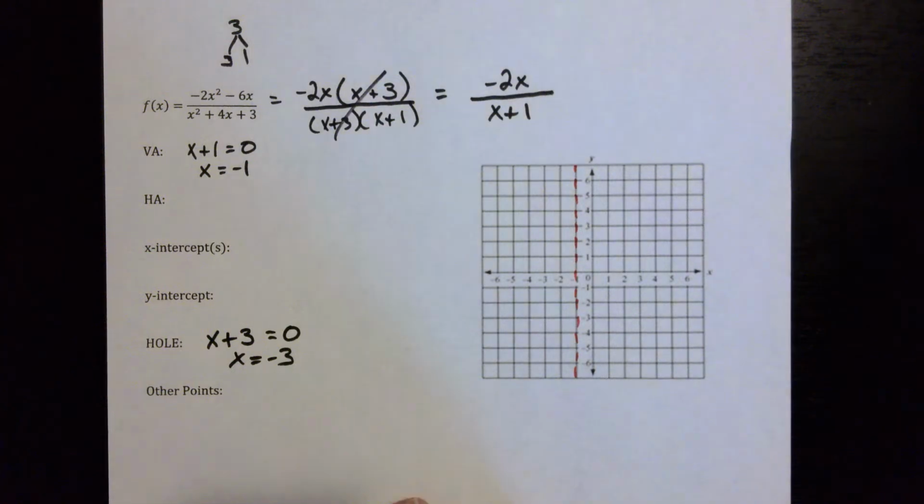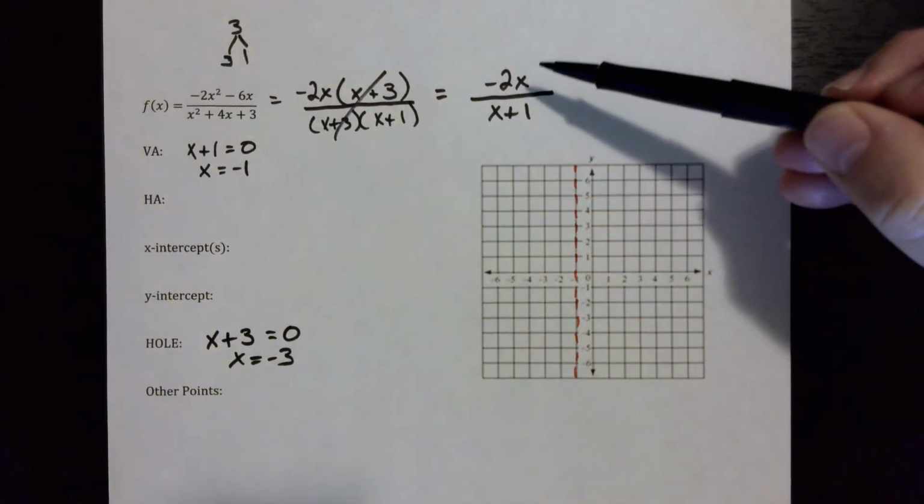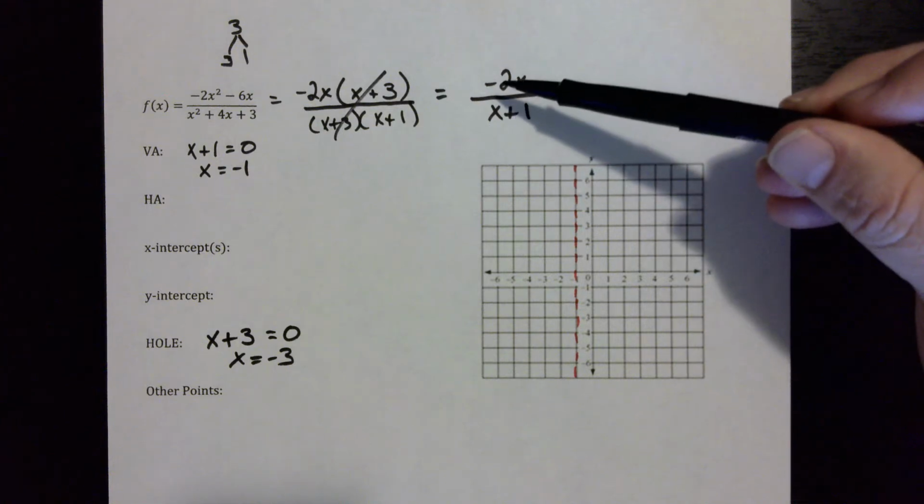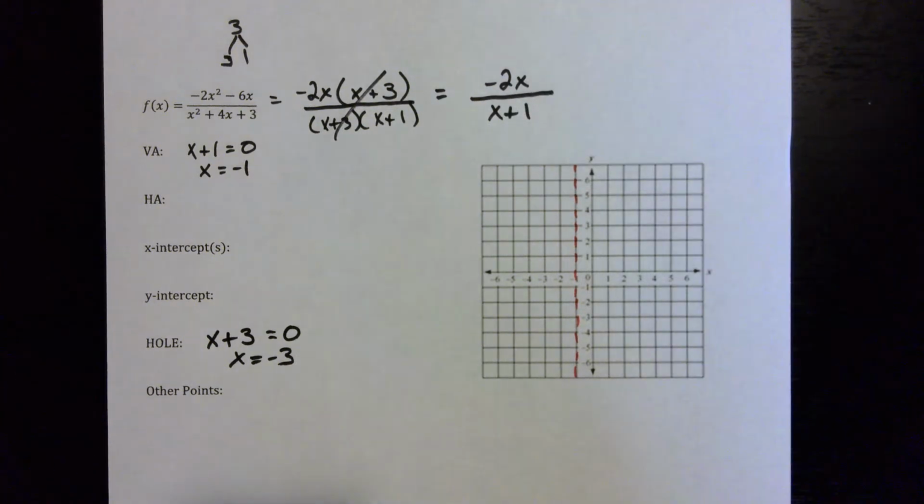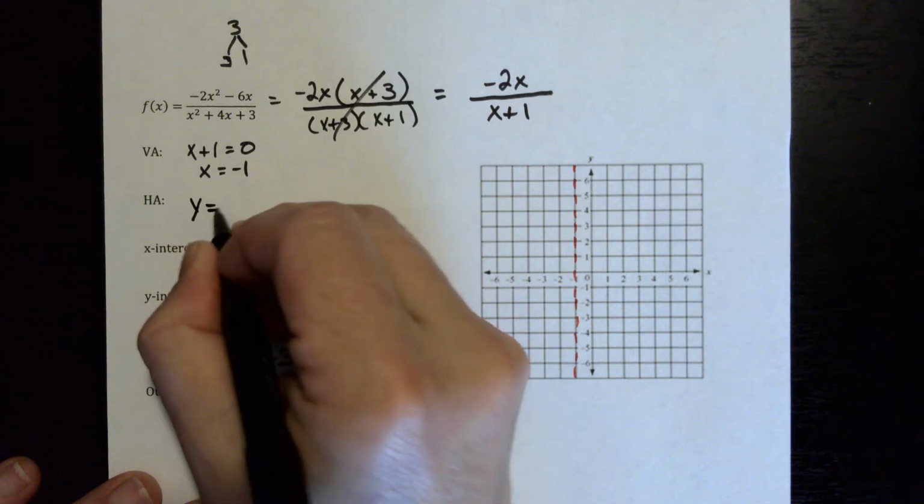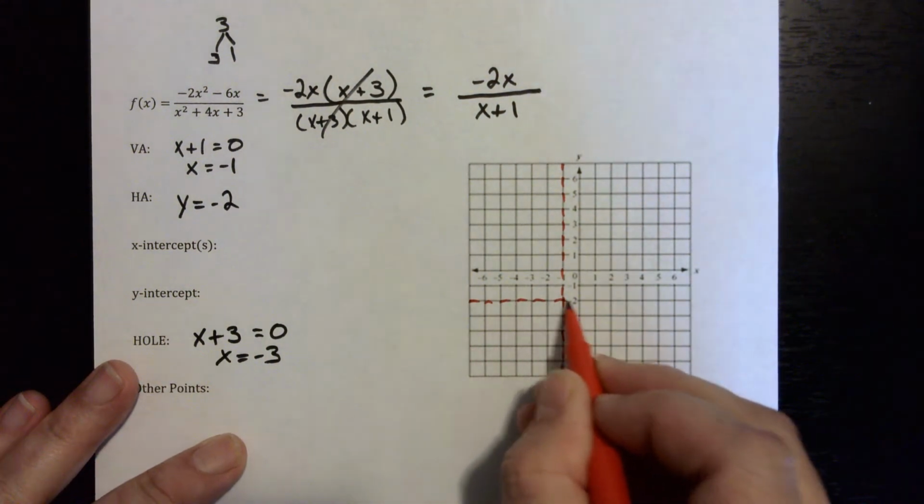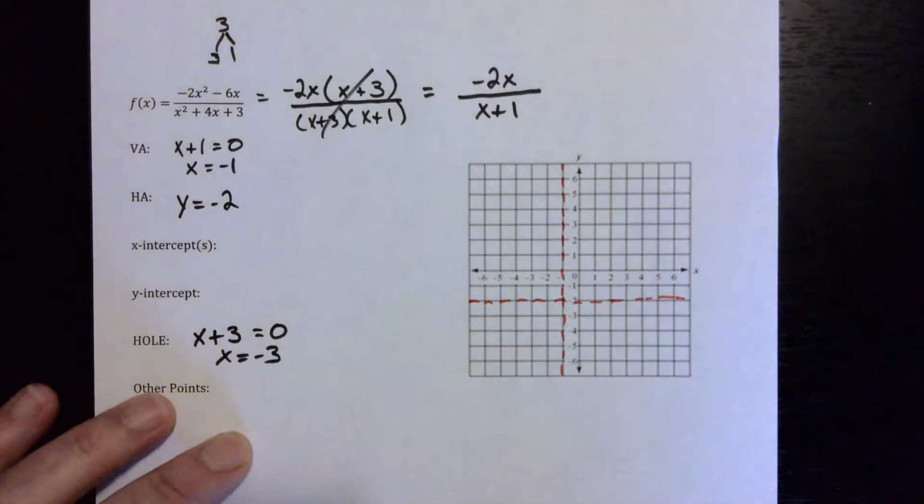Okay, and then horizontal asymptote, the exponents are the same, right? This has an exponent of 1, and so does this, so I divide the coefficients. So that's negative 2 over 1, which is negative 2. So y equals negative 2 is our horizontal asymptote. So let's put another little dotted line here, and we have our new grid.